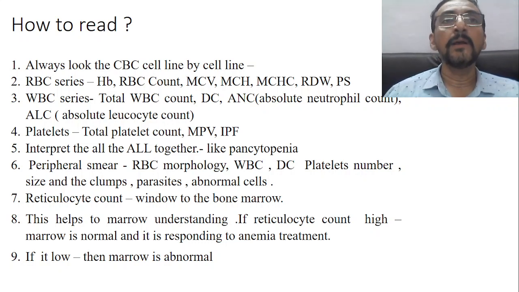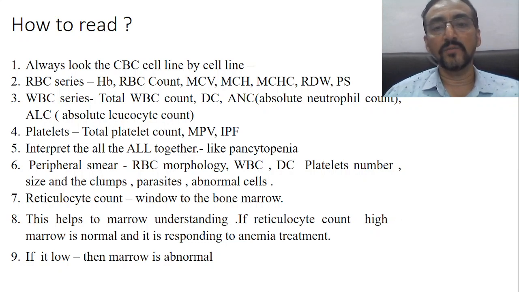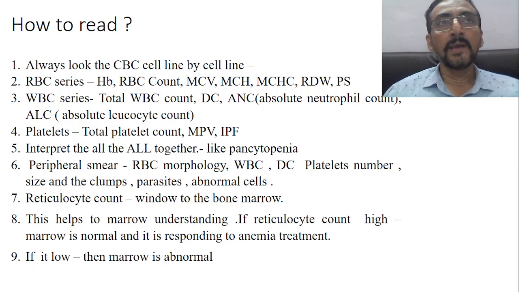Pancytopenia will be there. This may be seen in case of leukemia. This may also be seen in case of aplastic anemias. Anyway, the problem is present in the bone marrow house itself. Now if you look into the peripheral smear, this is also one of the important parts of the CBC.